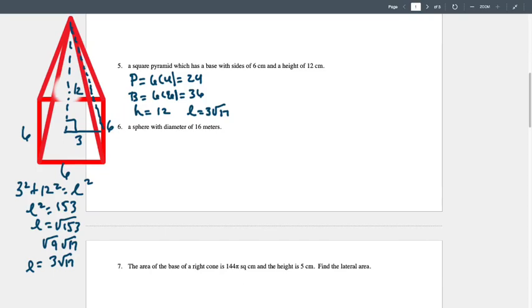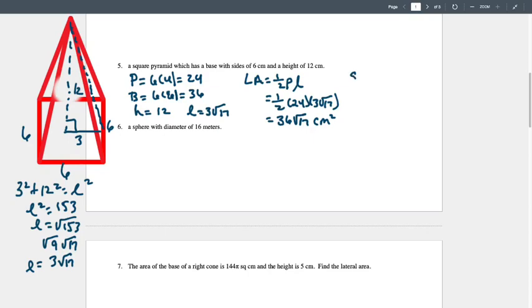All right, so for my formula, I need the lateral area, which is 1/2 PL. And then plugging that in, I get 1/2 times 24 times 3 square root of 17. So I'm going to do half of 24, which is 12, and 12 times 3 is 36 with that square root of 17 attached. That's an exact answer. My units are centimeters squared.